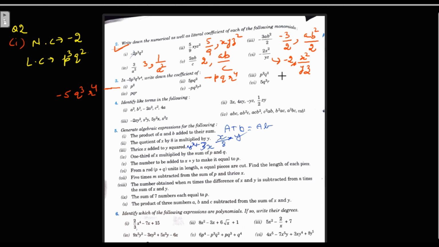And here in the third question, in the third part, the coefficient would be p and q square, and the remaining portion would be minus 5 q r raised to power 4. So here also in part 4th, the coefficient would be the remaining, minus 5p q square r cube, right? We have to subtract the remaining values.